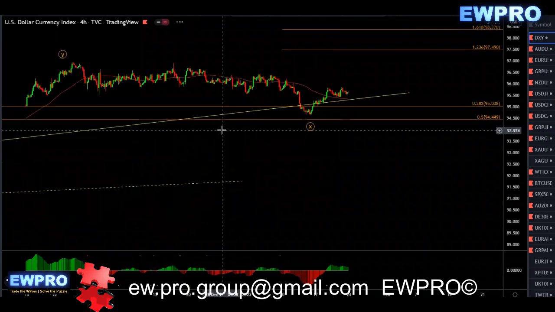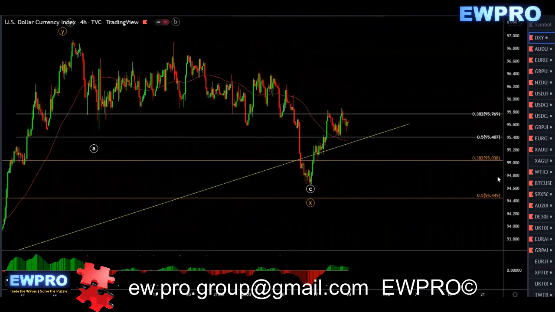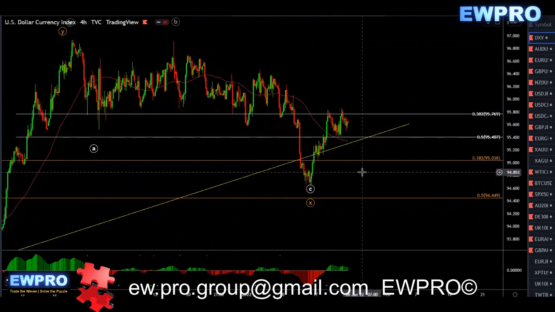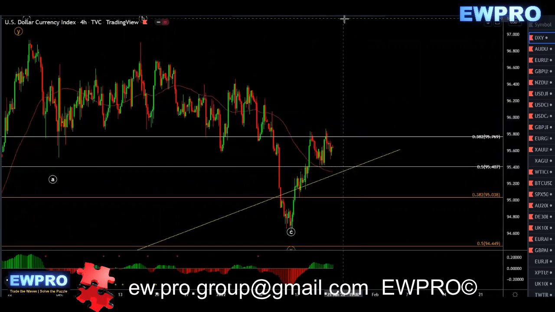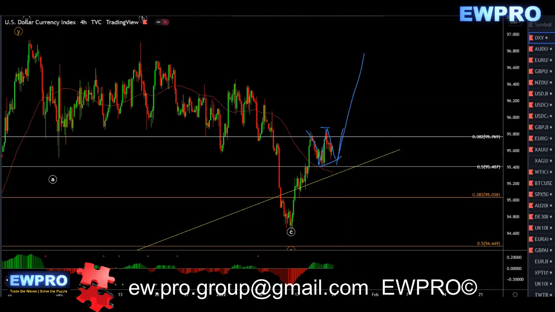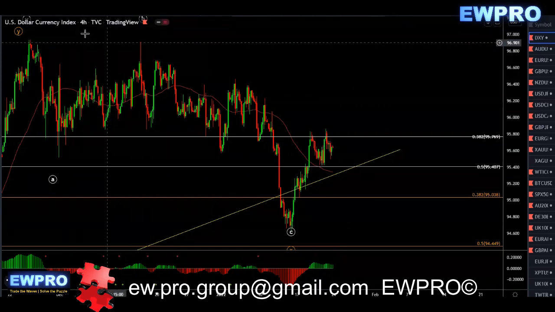Looking at the H4, we got the C down, and we're looking for a buy setup. If you get any sort of buy setup, you can really only buy above this top here now, because we've got some sort of A, B, C, maybe a running flat. So look for any sort of buy setups you get, look for the buy, I think.